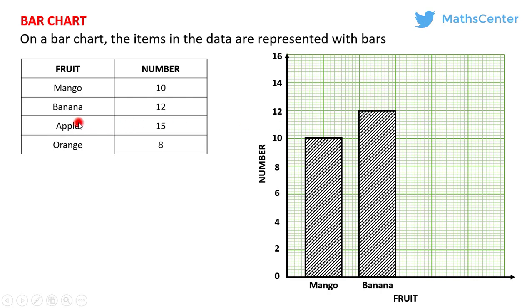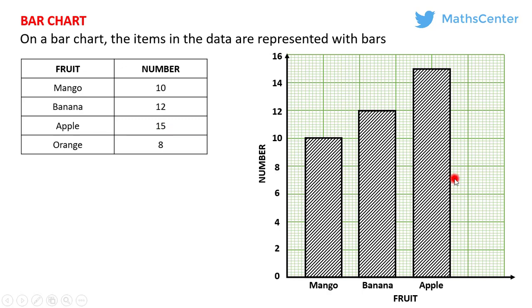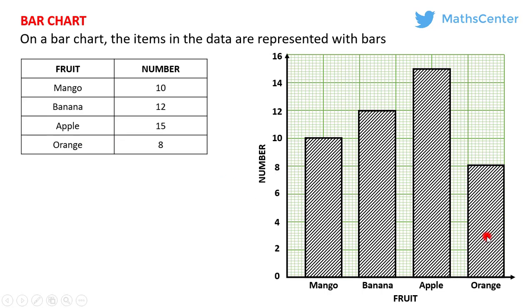The next one is apple, and the number or the frequency is 15. So you draw another rectangular bar, and the height will be at 15. And the last one is orange, and the number is 8. So you draw a rectangular bar, and the height will be at 8.